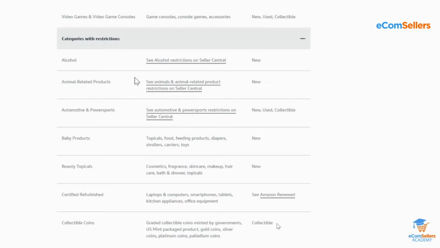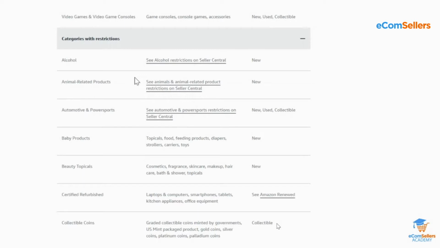You want to go read what Amazon Seller Central says about that. And it says you can sell as new. But again, there are some restrictions. Animal related products says you can sell as new. Go read the restrictions. Automotive and power sports. Again, they have new, used, and collectible. Baby products, definitely go and check out baby products. So you can sell them as new.